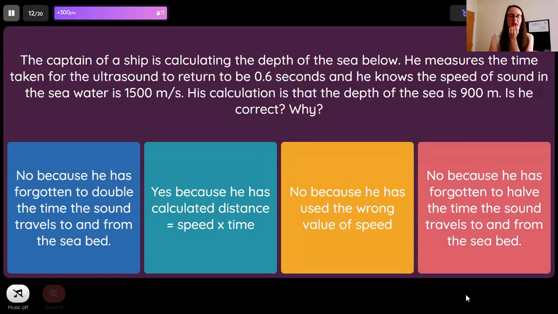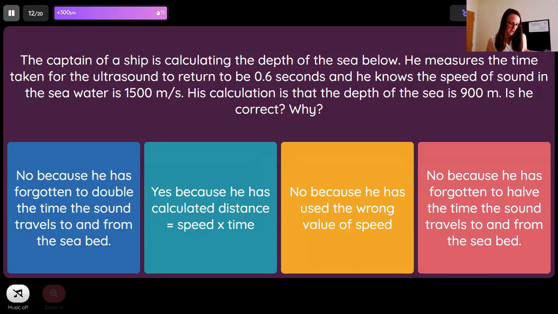Okay, the captain of a ship is calculating the depth of sea below. He measures the time taken for the ultrasound to return to be 0.6 seconds. And he knows the speed of sound in seawater is 1500 meters per second. His calculation is that the depth of sea is 900 meters. Is he correct? And why?